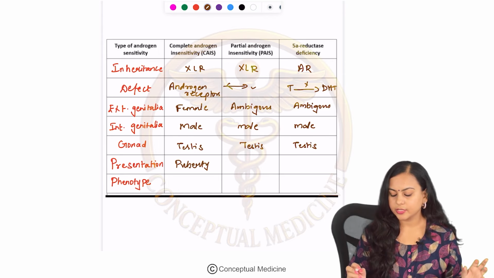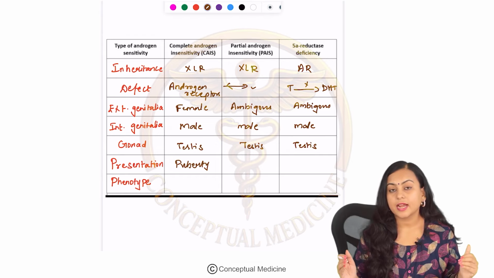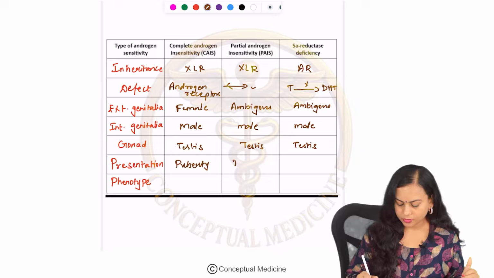Whereas in partial androgen insensitivity syndrome and 5-alpha reductase deficiency, they can present at infancy itself because of the ambiguous genitalia, right? So they can present at infancy.